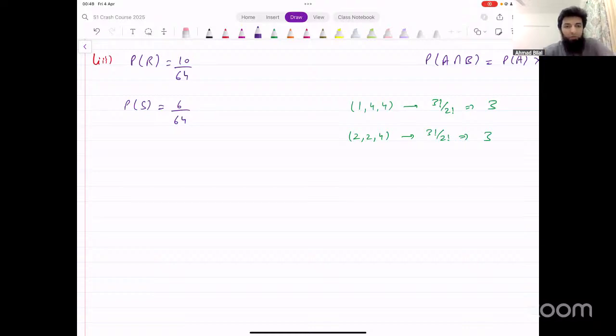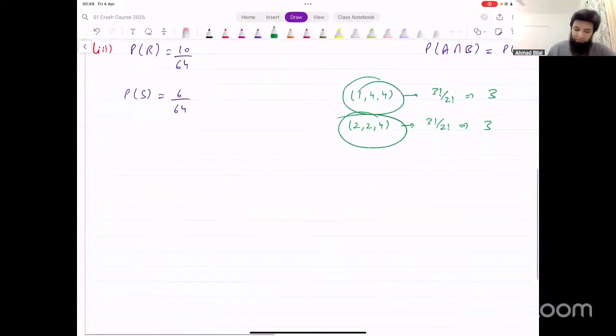So we have the probability of R, that's 10/64. We have the probability of S, that is 6/64. And now we have to find the probability of their intersection. Intersection is when both of these things are happening together. How can you find the intersection? Let's look at these cases.